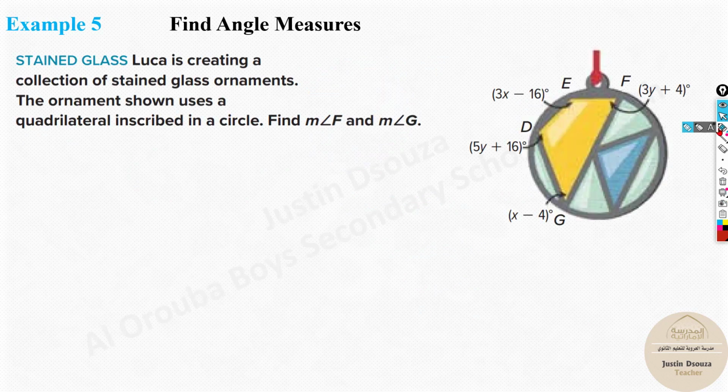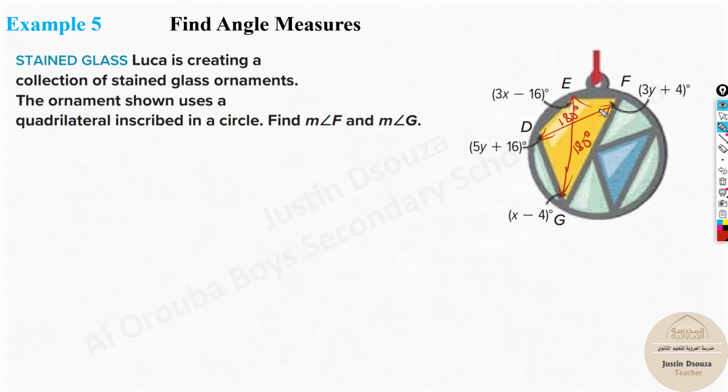Now we move on to example 5 where we have a real world problem. Luca is creating a collection of stained glass ornaments. The ornament shown uses a quadrilateral inscribed in a circle. Find measure of F and measure of G. So we need measure of F and measure of G. Now we know for a quadrilateral, what's the thing? The opposite angles are supplementary, meaning 180 degrees, and these both are also 180 degrees.